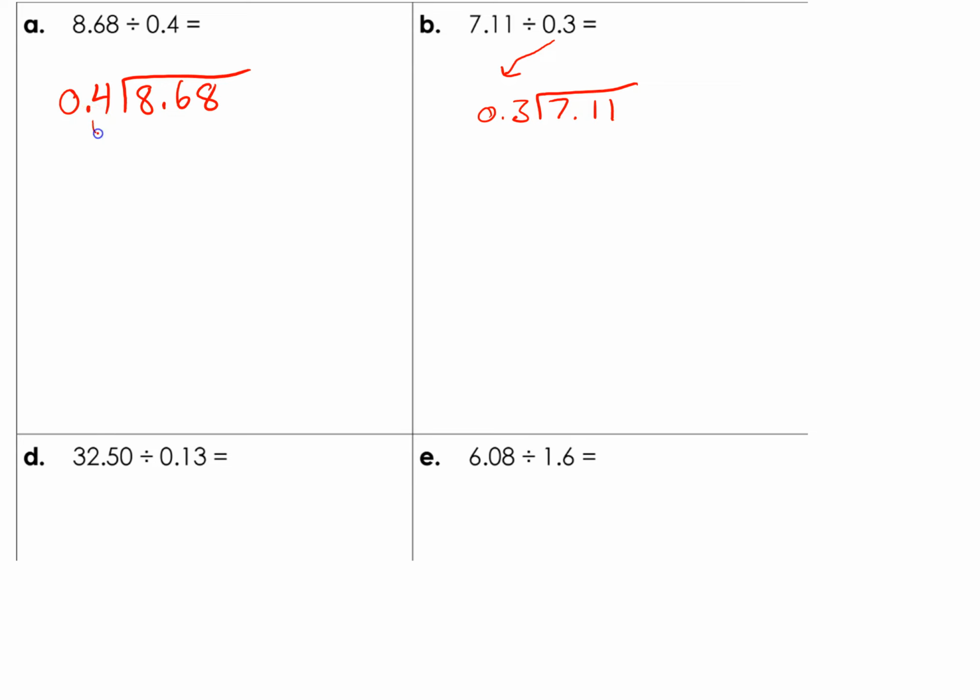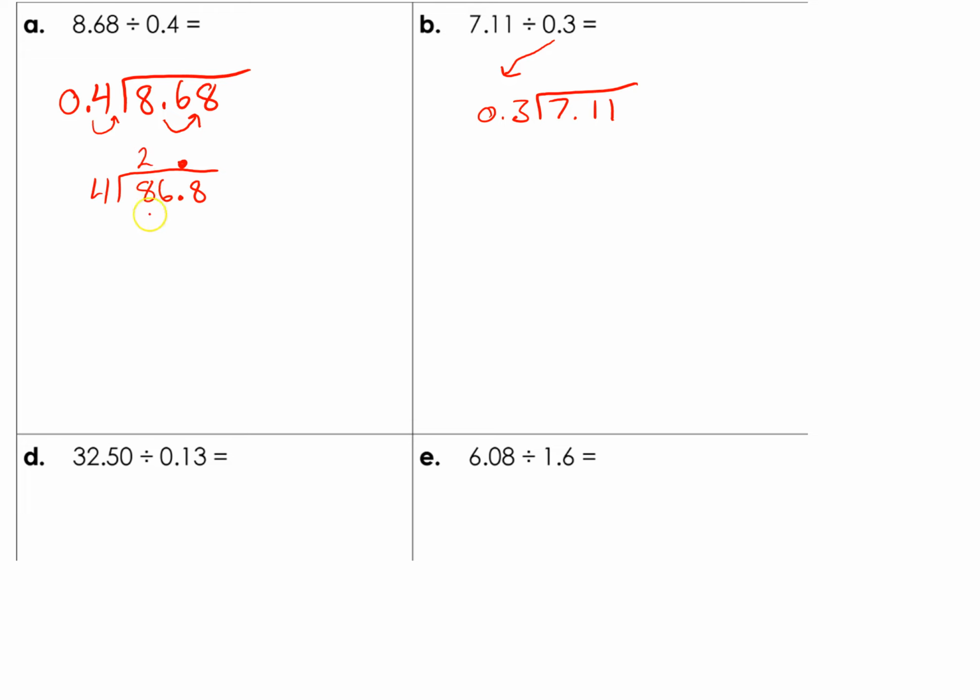You've got to get rid of this decimal, so we move it over 1. If we move it over 1 out here, we have to move it over 1 inside as well. So now this becomes 4 into 86.8. And now we bring our decimals straight up and we start dividing.